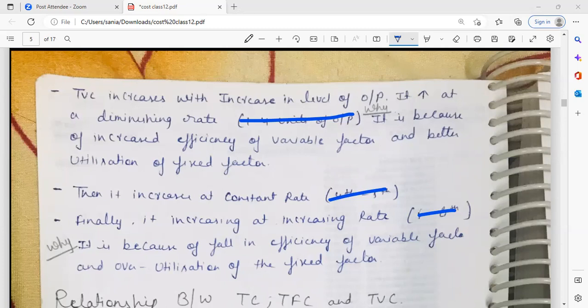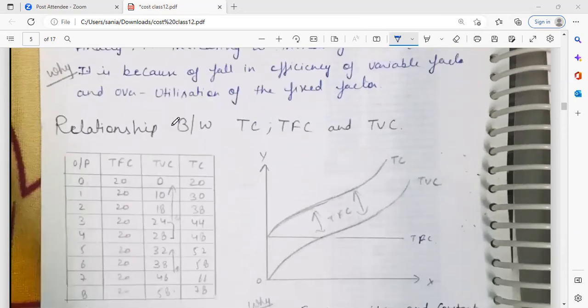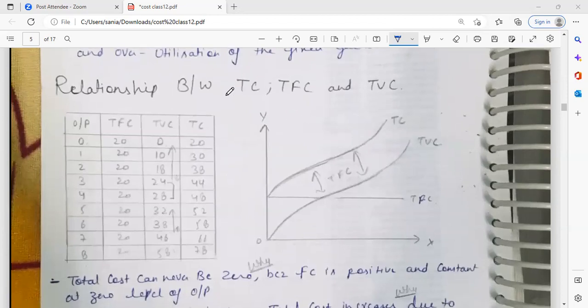Girls, you are also done. Now let's do, this is very important, the relationship between TC, TFC and TVC. You know all the things. You know TC, you know TFC and you know TVC. How does TC look like? It looks like this.